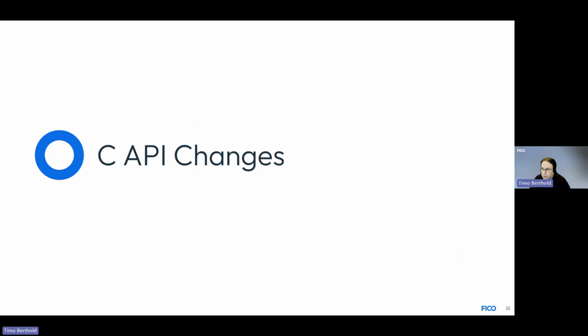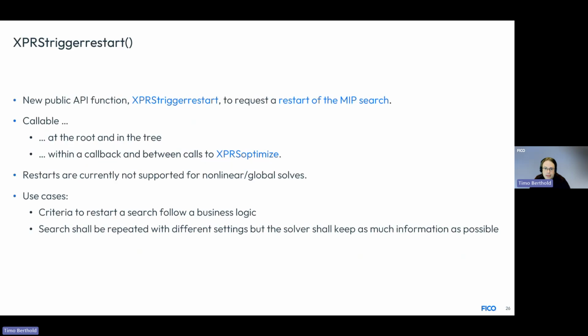Okay, let's look at what's new on the API feature and usability side. There are two somewhat bigger updates there. Firstly, we introduced a new function, XPRStriggerrestart, that can trigger a MIP restart while solving the problem.